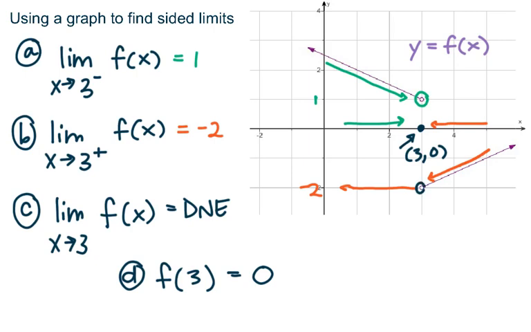So even though we have open circles on both of these endpoints, when we're talking about the limit, even though we're never touching it, we're saying, what does the graph go towards? Where does the graph tend to?